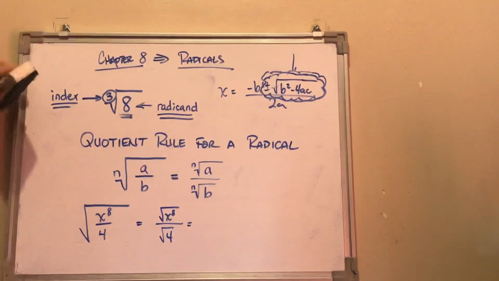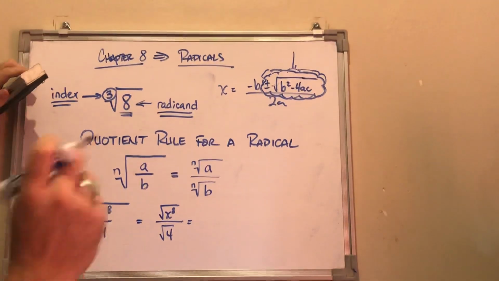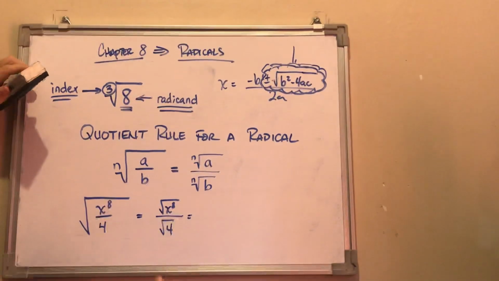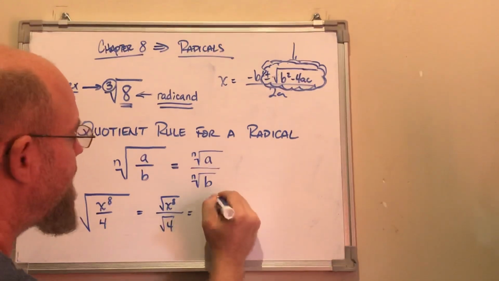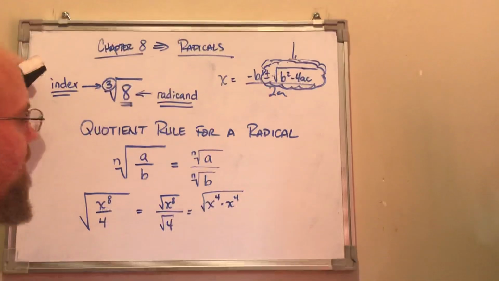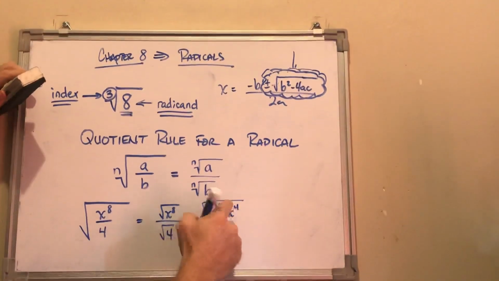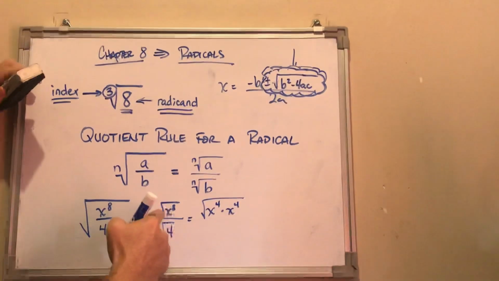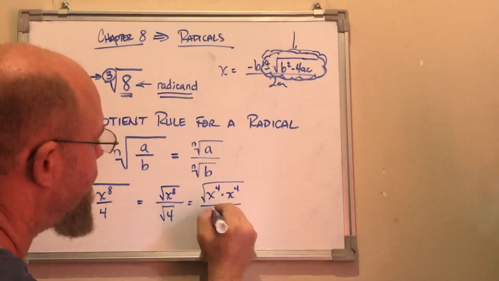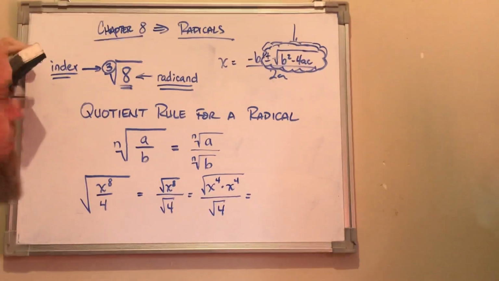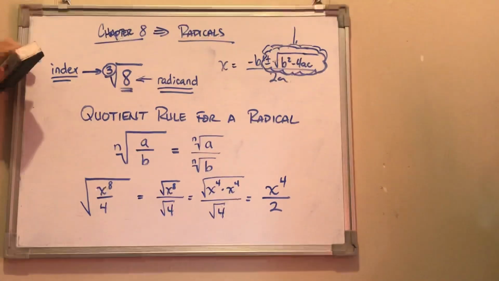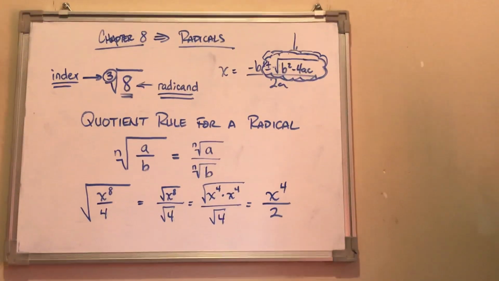Square root of x to the 8th: what multiplied by itself equals x to the 8th? Well, when we multiply exponents, we add the exponents together. So this would equal x to the 4th, over the square root of 4. So the answer would be x to the 4th over 2. That is your answer. Okay.